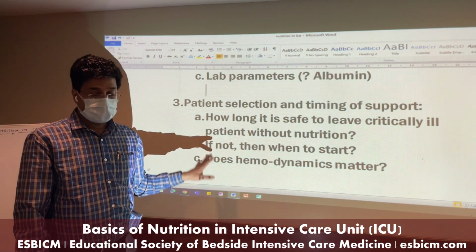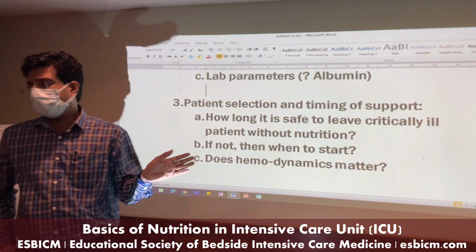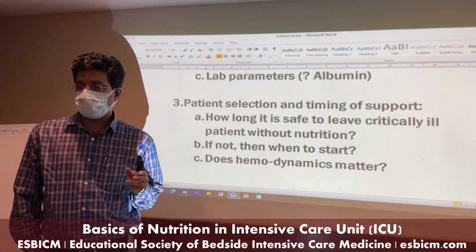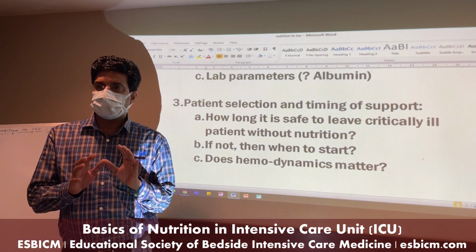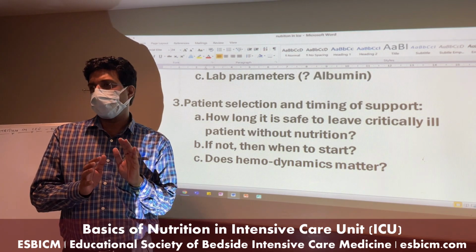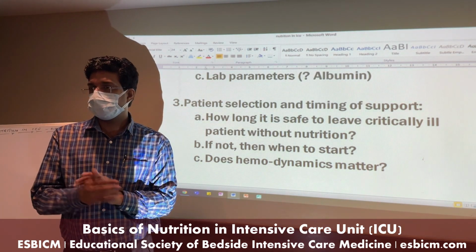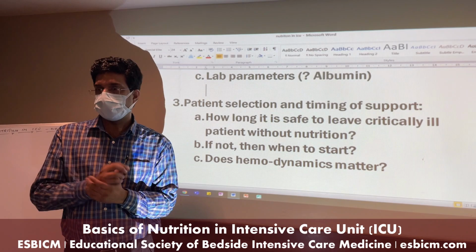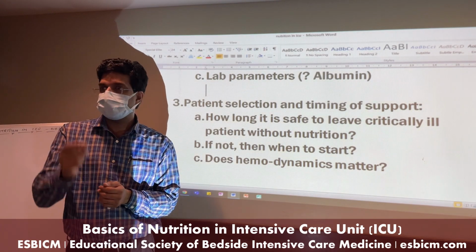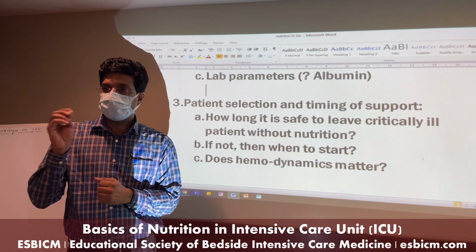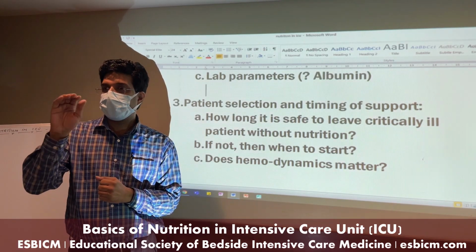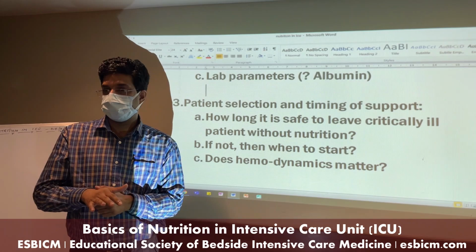So when should you start? Different guidelines say different things, but the idea is roughly that all of them say you start feeding within 24 to 48 hours. Means your nutrition is also sort of a medication, which you need to start as early as possible. We will go not with 24, 48 hours, we'll go with as early as possible. Ideally, it should be started within 24 hours.